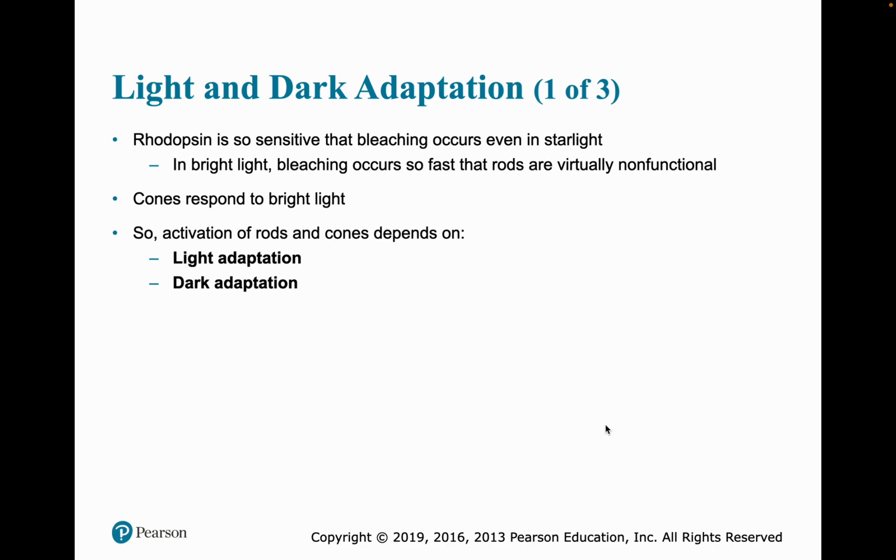We can very quickly adapt to light and dark conditions. Rhodopsin is so sensitive that bleaching occurs even in very dim light. In bright light, the bleaching occurs so fast that rods are virtually non-functional. Cones respond to bright light. So activation of rods and cones depends on light adaptation or dark adaptation.